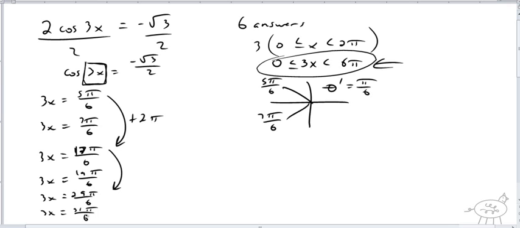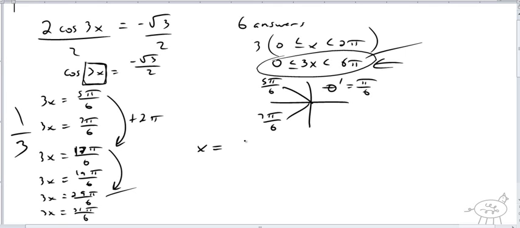Okay? And 31 pi over 6 is definitely less than 6 pi, because 6 pi is 36 pi over 6. If I would get confused and I'd add another 2 pi to that, right? That would give me 41 pi over 6, which is bigger than 6 pi, bigger than 36 pi over 6. All right, so we got our 4 answers, and they're all between 0 and 6 pi, and now I want to multiply everything by 1/3. Okay, to solve for x.